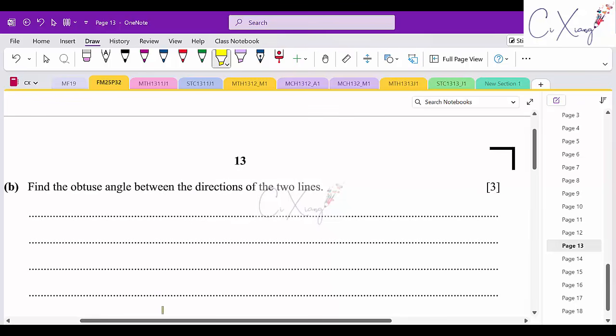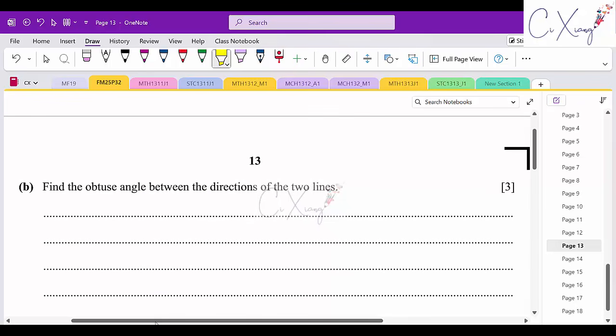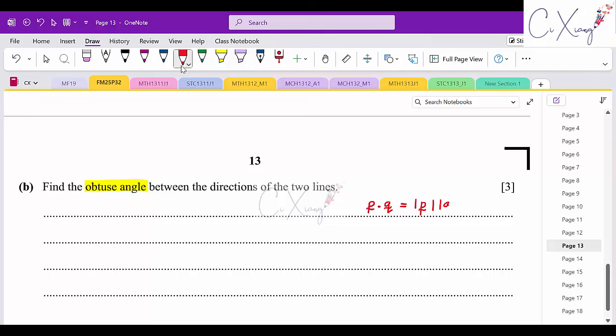Okay, so for part B, they want you to find the obtuse angle between the direction of the two lines. So highlight the keyword obtuse angle. To find the obtuse angle, we have to use the formula for the dot product where P dot Q equals modulus P, modulus Q, and then cos theta. And please note that the modulus P and modulus Q here should be the direction of the line.